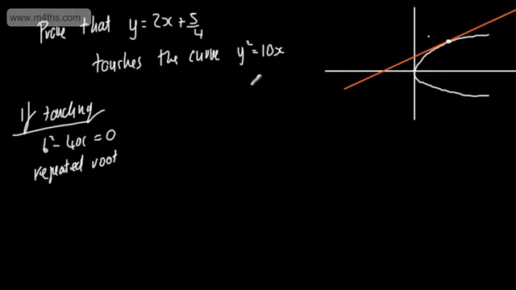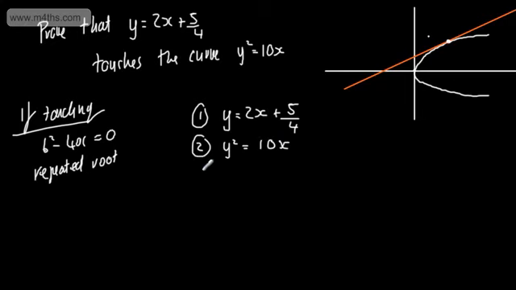We're going to set these equal. I'm going to take the discriminant and show that it equals 0. So let's go ahead and write this. We've got equation 1: y is equal to 2x plus 5 over 4. Equation 2: y squared is equal to 10x.